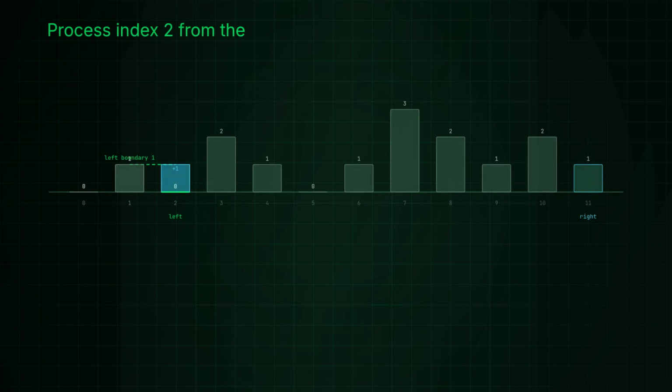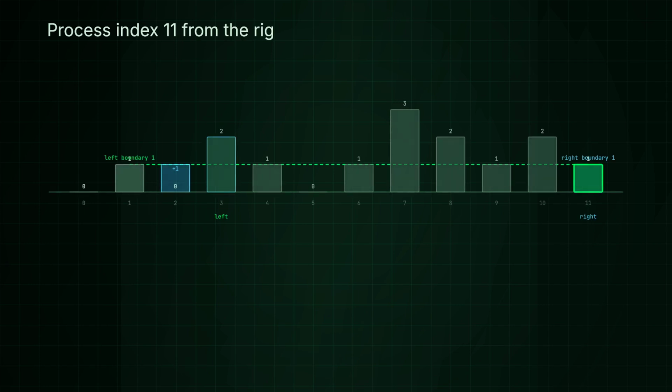Left is at index 2, height 0, and right is at index 11, height 1. 0 is no taller than 1, so process the left index. Update left max from 1 to maximum of 1 and 0, which is 1. The boundary is 1 and the bar height is 0, so index 2 traps 1. Add 1 to the total. 0 plus 1 equals 1. Finalize index 2, then move left inward to index 3.